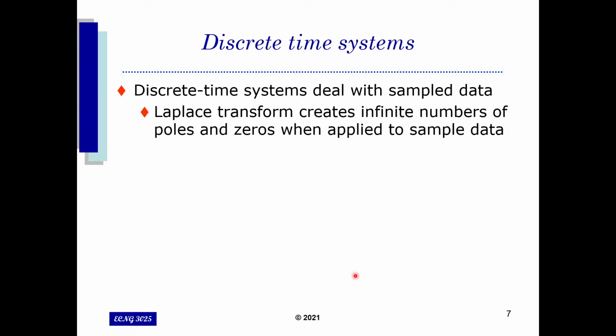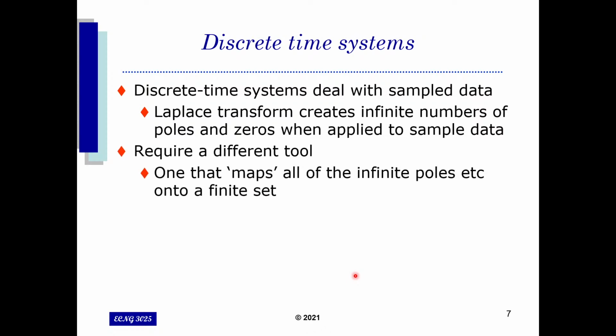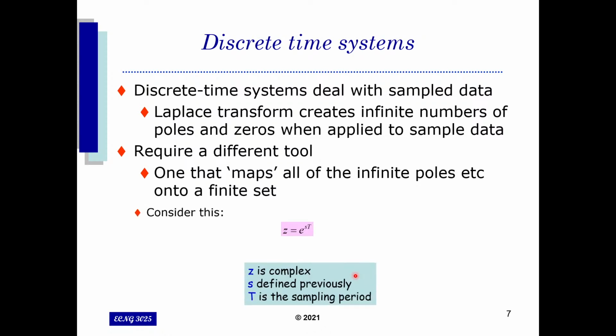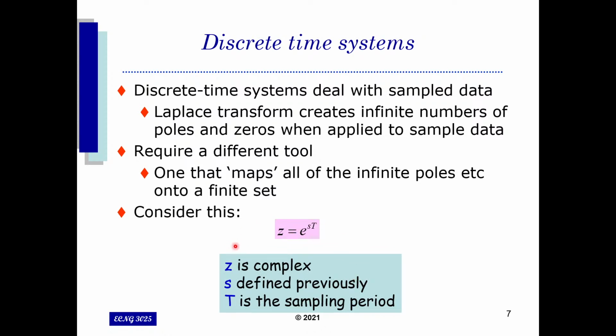So the Laplace transform itself won't work well for sampled data, because it's going to create a whole set of infinite poles and zeros. And in trying to find a different tool for mapping this infinite set of poles onto a finite set of poles and zeros, some brilliant person came up with the Z transform, where z is equal to e to the power of sT, where T is the sampling period, s is the Laplace transform coefficient, and z is what we're going to be calculating for.